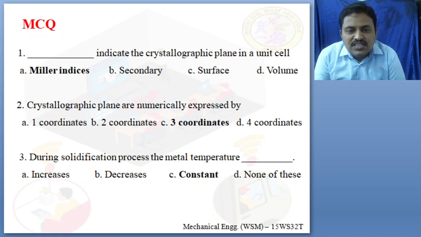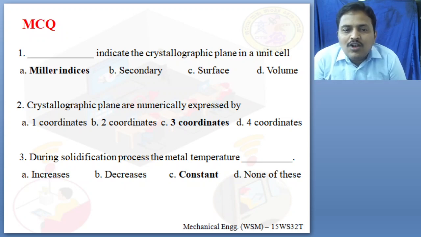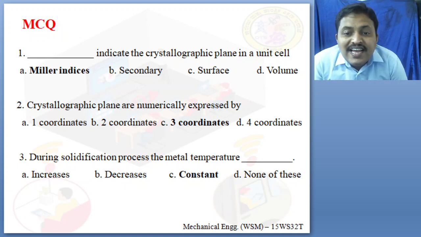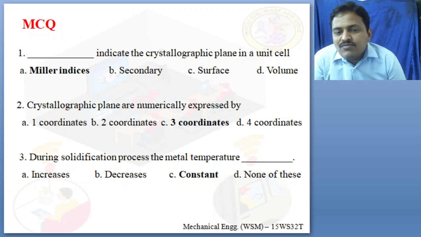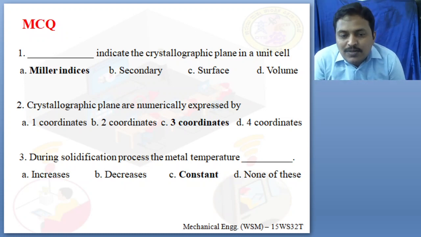Okay, the first question: dash indicates the crystallographic plane in a unit cell. A, Miller indices, B, secondary, C, surface, D, volume. What's the answer for this? Miller indices is the right answer. Miller indices indicate the crystallographic plane in a unit cell. Next, crystallographic planes are numerically expressed by how many coordinates? 1 coordinate, 2, 3 and 4. What is the right answer, students? It is C, 3 coordinates, X, Y and Z respectively.